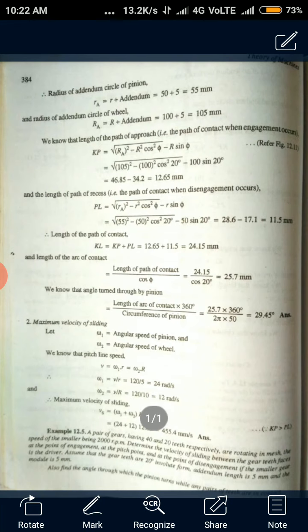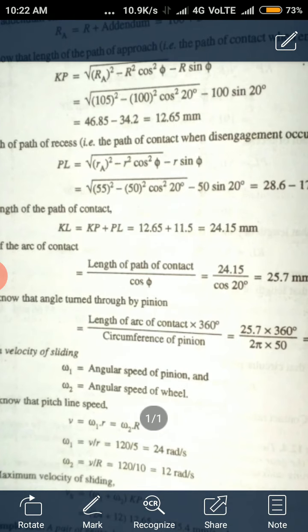Now you see the formula here. The angle turned by the pinion is given by the length of arc of contact times 360 degrees divided by the circumference of the pinion. The length of arc of contact is given by the length of path of contact divided by cos phi. And the length of path of contact is the sum of the length of path of approach plus the length of path of recess, that is KP plus PL, as shown in the sketch.